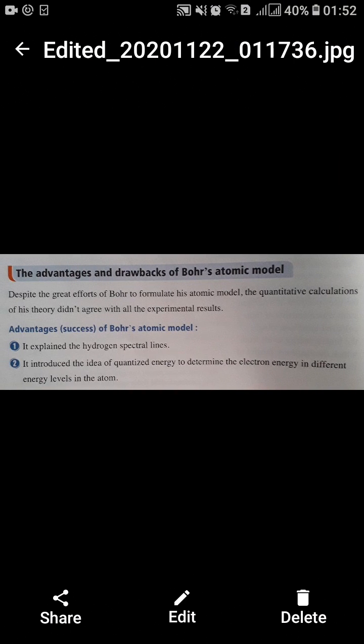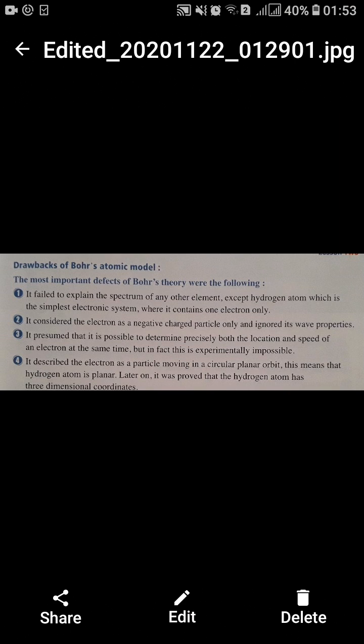So, Bohr introduced the idea of quantum and explained the line spectrum of the hydrogen atom. That was his advantage. But what about his disadvantages? Look, number 1, it failed.